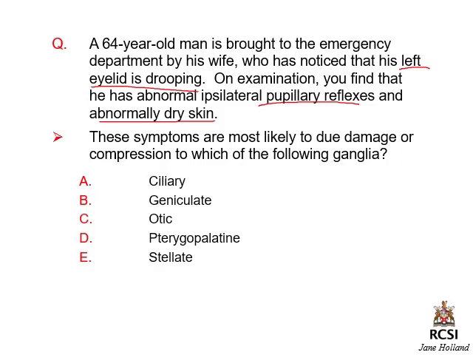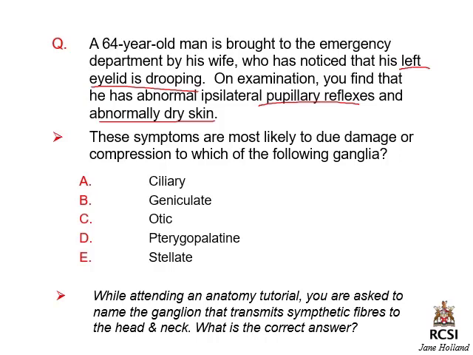And it's going to be the stellate ganglion. There is another way to ask this, which is just, when attending an anatomy tutorial, you're asked to name the ganglion that transmits sympathetic fibers to the head and neck, which is a much more recall-based question. So again, we prefer the test of applying knowledge to a clinical scenario where we give a specific set of symptoms and say, given these symptoms, where's the damage?